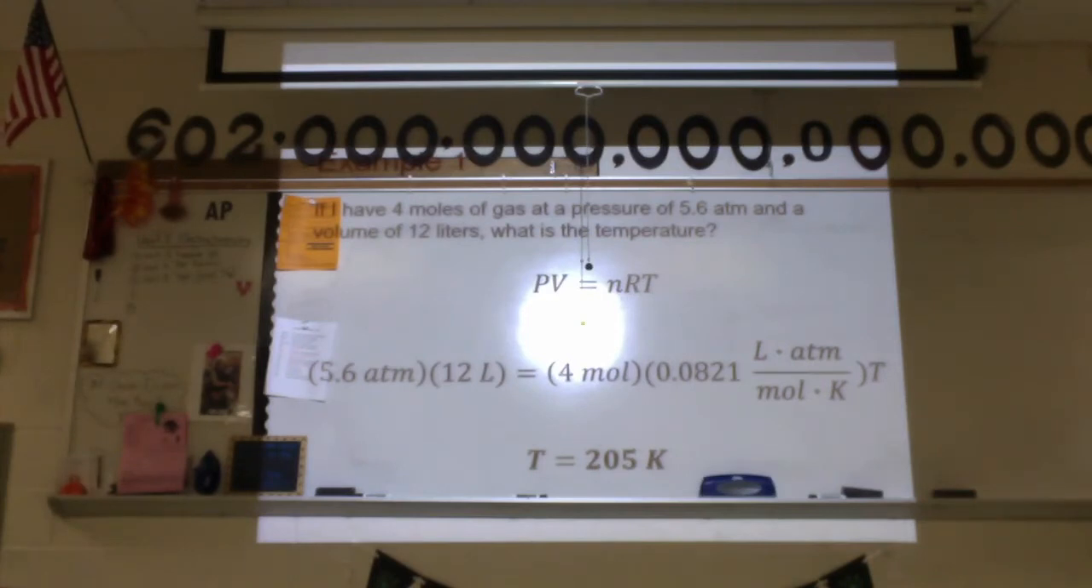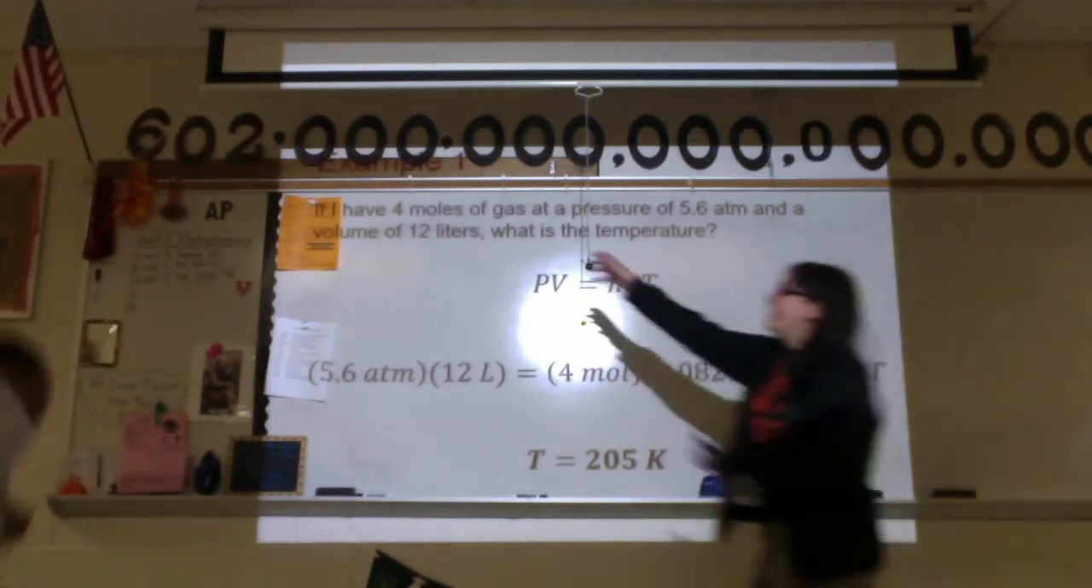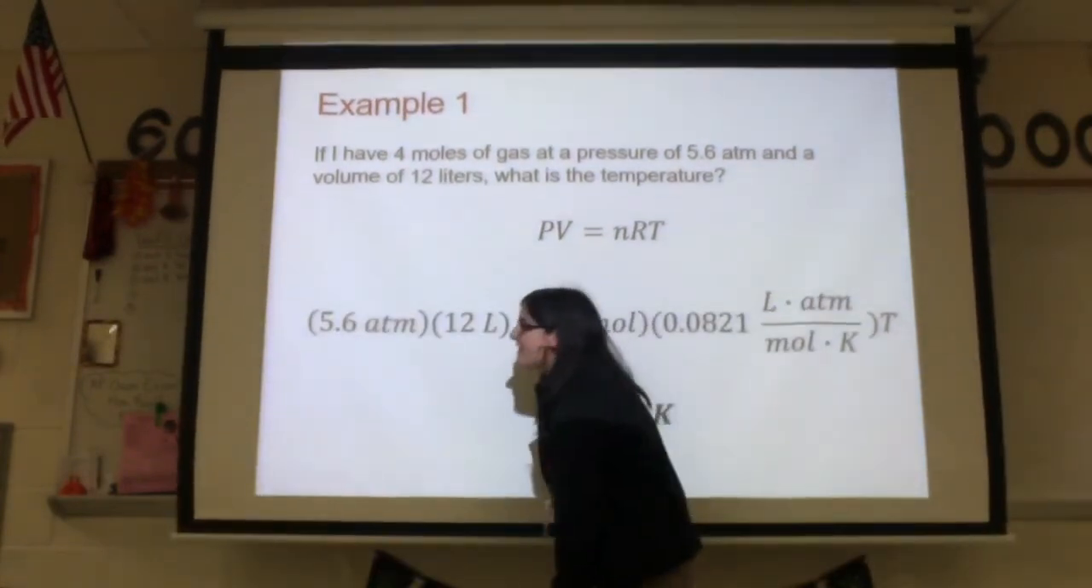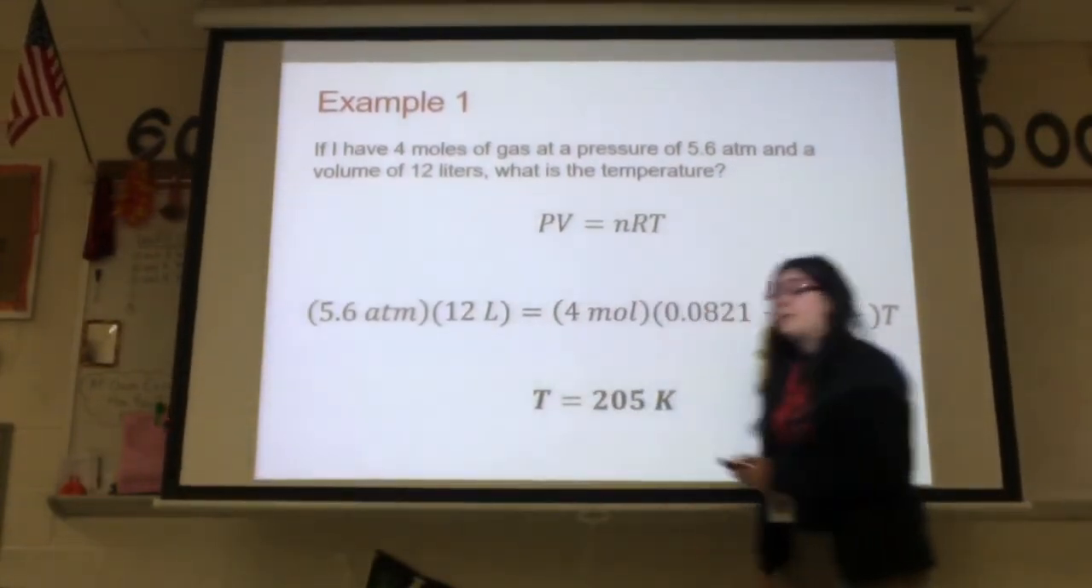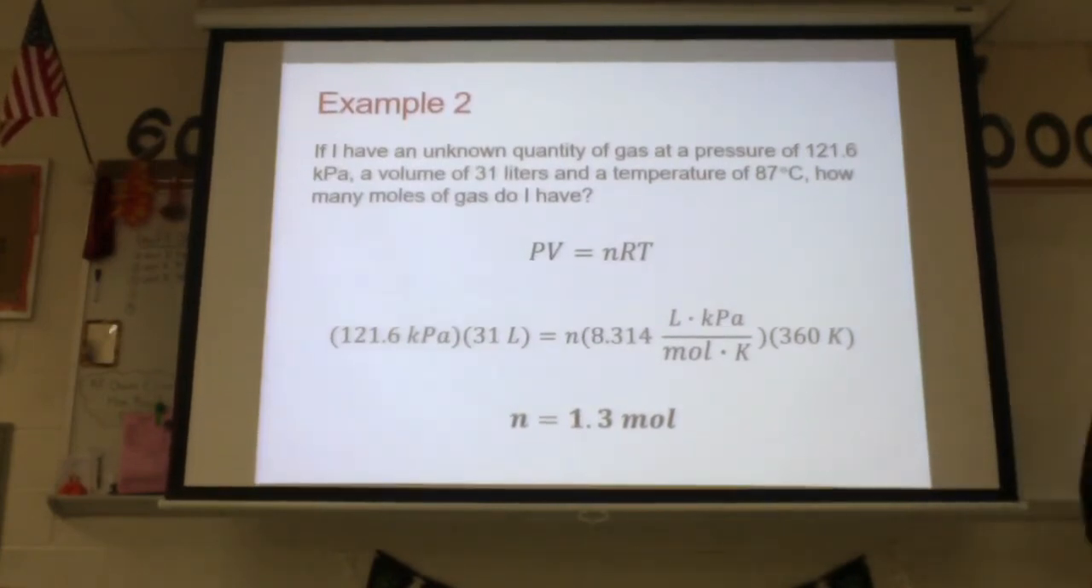Okay, so I've got another example here using PV equals nRT. If I have an unknown quantity of gas at a pressure of 121.6 kilopascals, a volume of 31 liters, and a temperature of 87 degrees Celsius. Oh no, that's useless to me. So what should I do to it? Change it. Put it in Kelvin, which I do how? Adding 273. That gives me what in Kelvin? 360 Kelvin. Great.